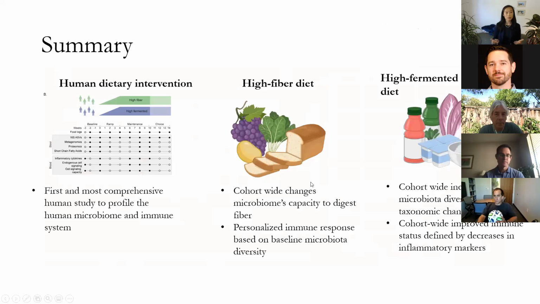Okay, so I'm going to wrap the Phi-FO study up and say it was the first and most comprehensive human study to profile both the human microbiome and immune system. On the high fiber side, we saw that the microbiome's capacity to digest fiber increased, and there was a personalized immune response based on baseline microbiome diversity. On the high fermented foods diet side, we saw cohort-wide increases in microbiome diversity and improved immune status defined by decreases in inflammatory markers.